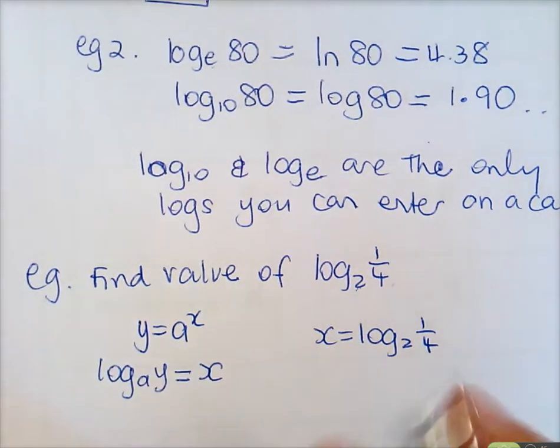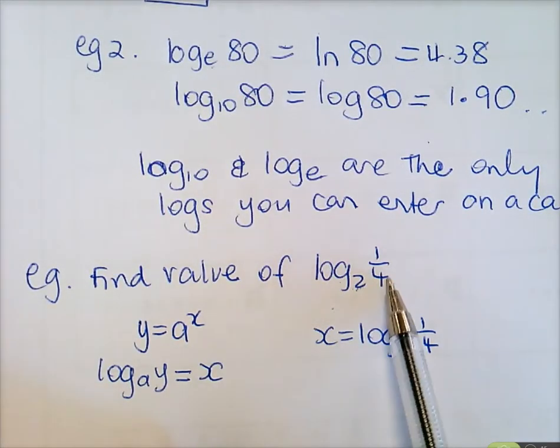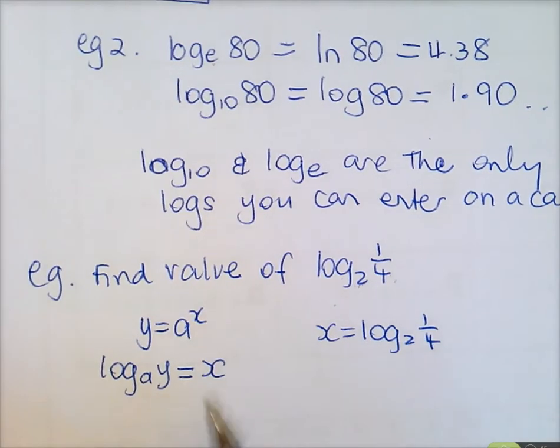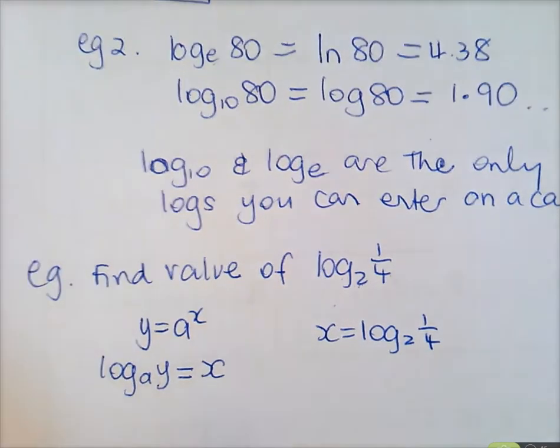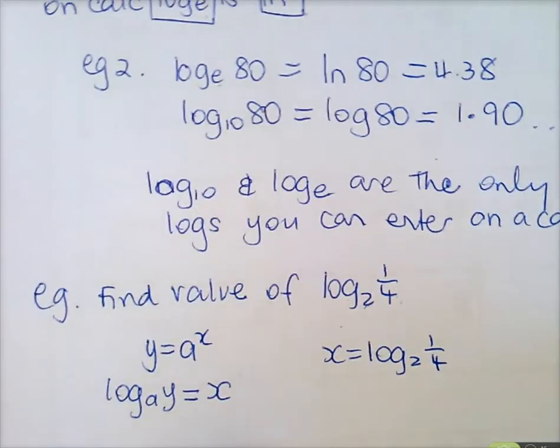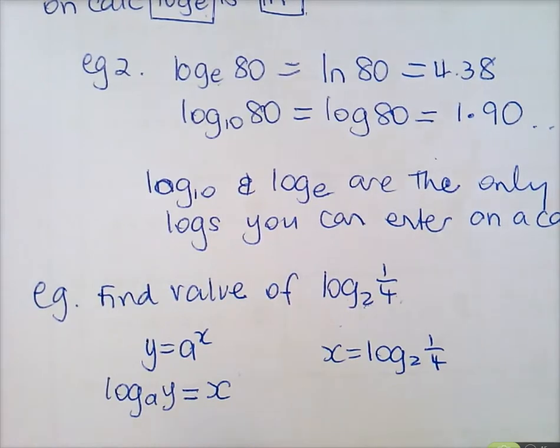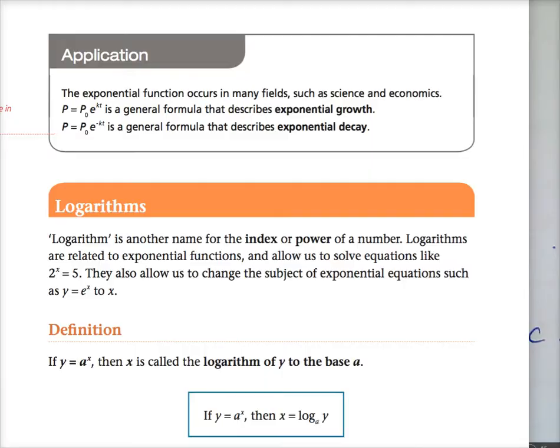All right. This is one way of doing it. If you're trying to work out log to the base 2 of a quarter, it sort of looks like this format. The log is the inverse of an exponential function. Logarithm, what is a log? It's another name for the index or power of a number. Logarithms are related to exponential functions and allow us to solve equations such as 2 to the power of x is 5. They also allow us to change the subject of exponential equations, such as y equals e to the x, to x.